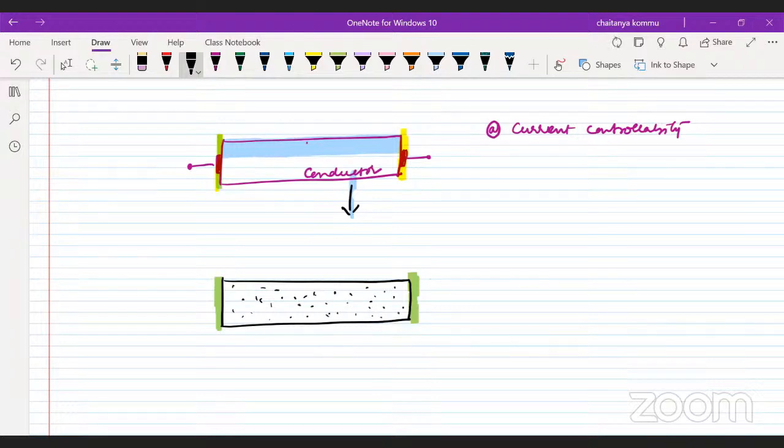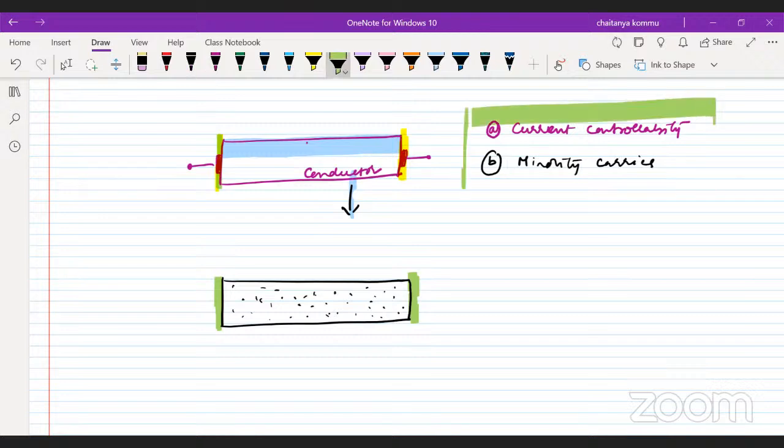But what is our requirement? Only at the surface it is required, and that too, minority carriers are required. It's very, very important. Minority carriers are required. So whenever you are using some kind of material for the required transportation of the carriers at the surface, we need to choose the material. And one more thing is that the carriers must be minority carriers. These are the two important things that we have to consider.